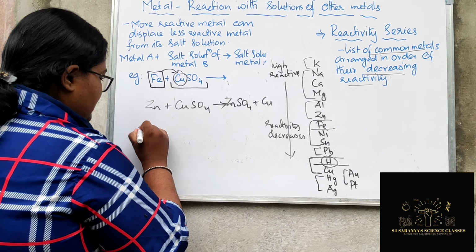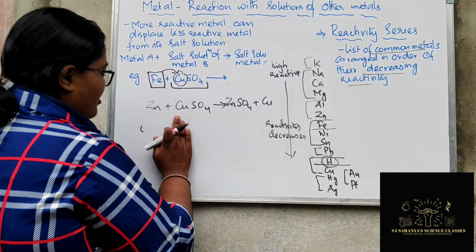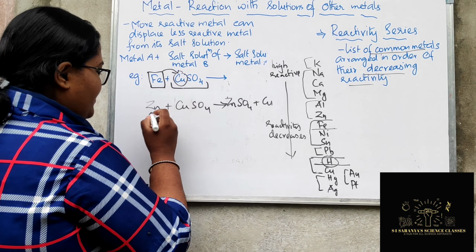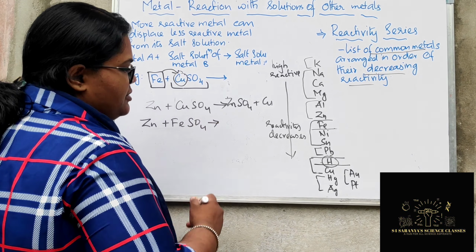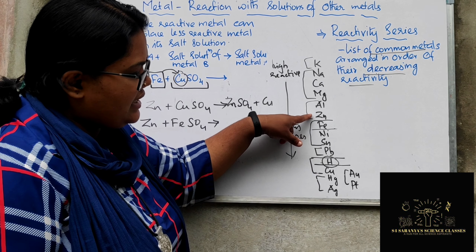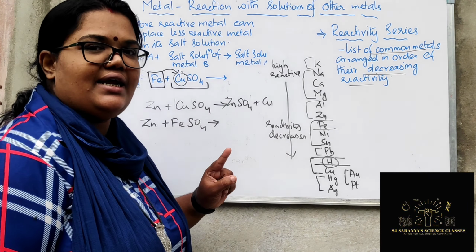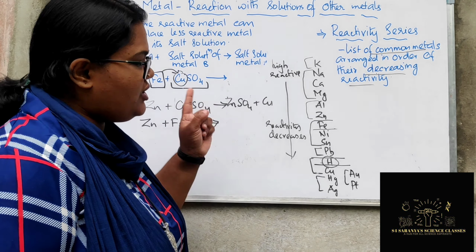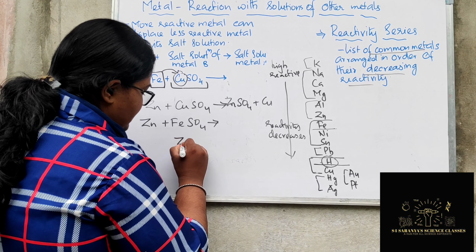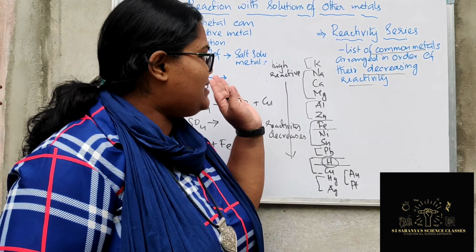If I take Cu plus ZnSO4, obviously that is the opposite, so no reaction. If I take Zn plus FeSO4, this reaction is obviously possible, because zinc is above iron and is more reactive than iron. So there will be a single displacement reaction, it can displace. So what will the reaction be? ZnSO4 plus Fe.